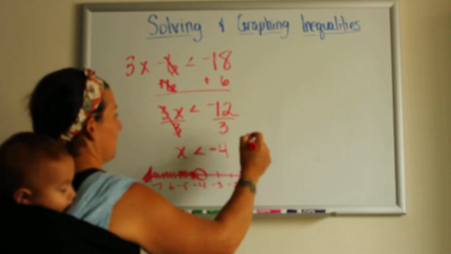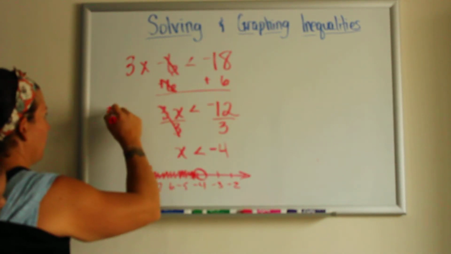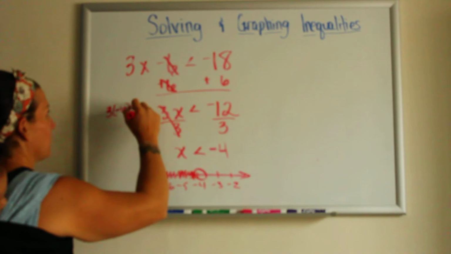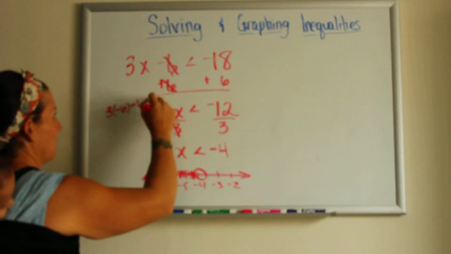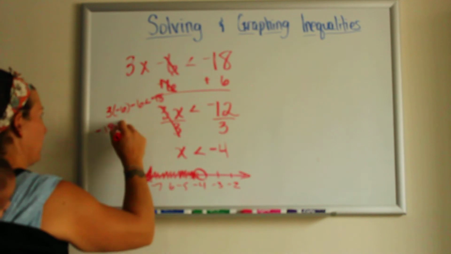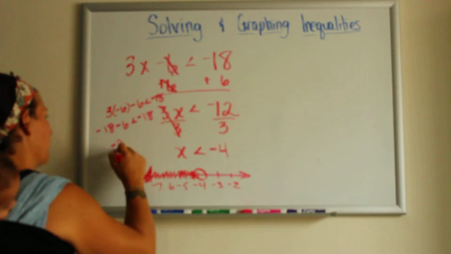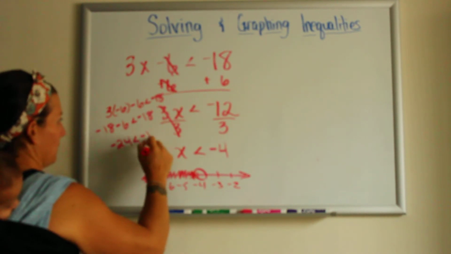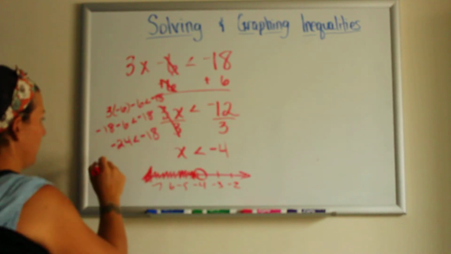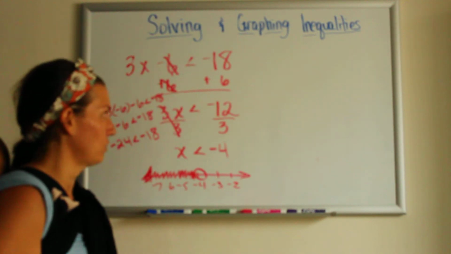So I take my original inequality, 3 times -6 minus 6 is less than -18. If I solve this, I'm going to get -18 minus 6 is less than -18, and then I'm going to get -24 is less than -18. And that is true. As long as my inequality is true, then I have a solution for it.